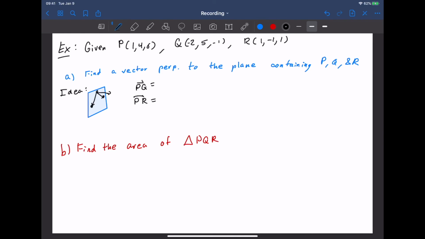Take a second to find both of these. PQ should be -3, 1, -7. And PR should be 0, careful with that, -5, -5. So one more time, the strategy is to get out of the plane by doing PQ cross product with PR. Right now, try to write down the determinant. 3, 2, 1. Pause the video if you had to. I, J, K. I really hope you got that. -3, 1, -7, 0, -5, -5.